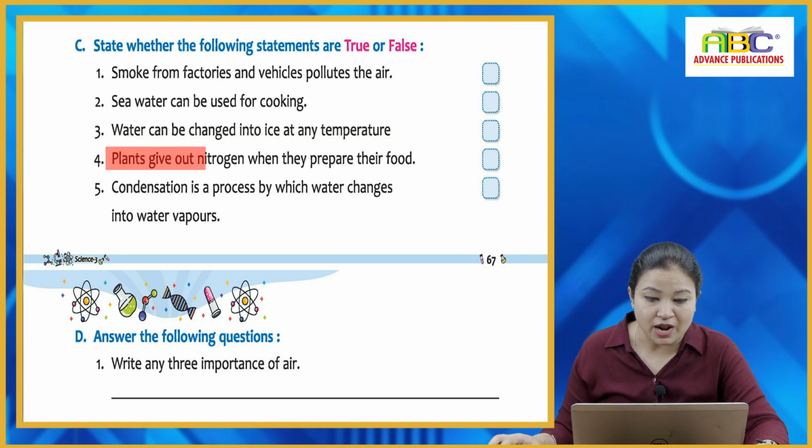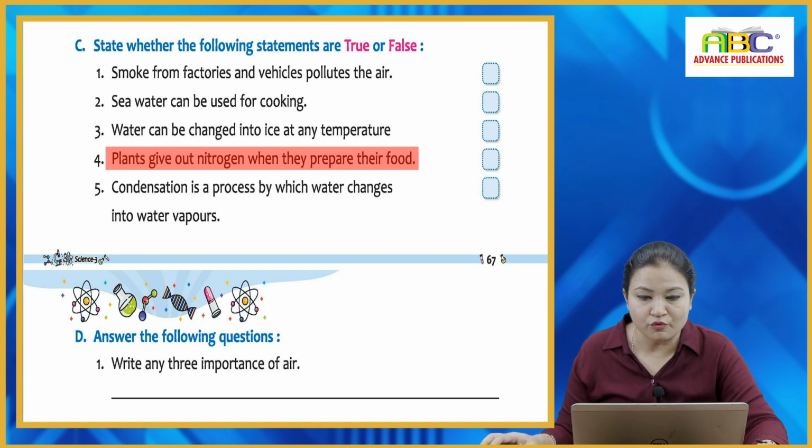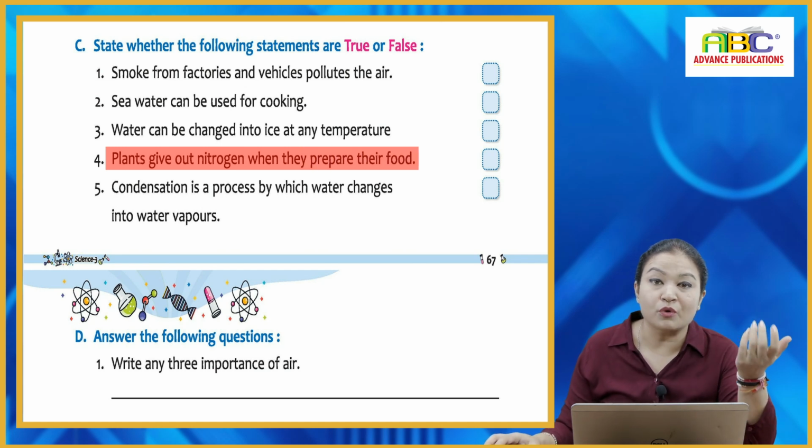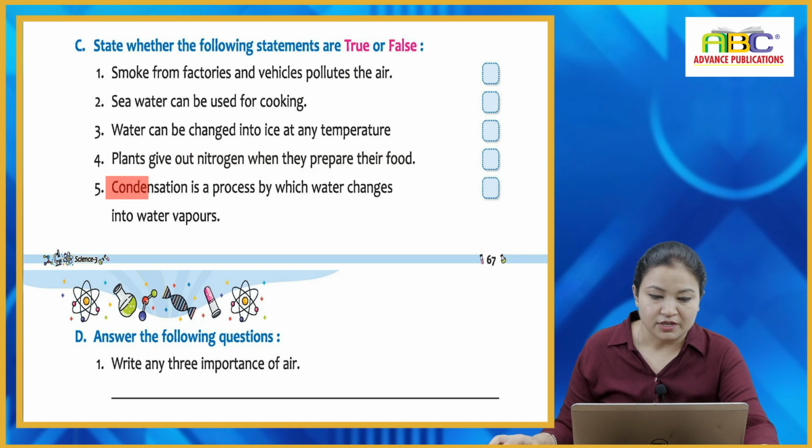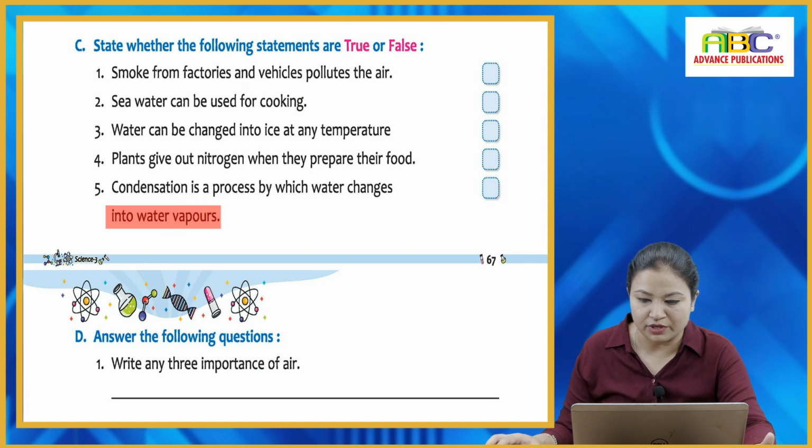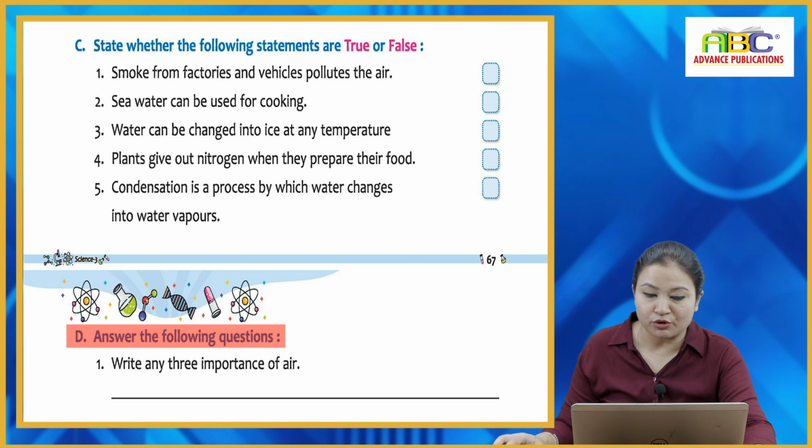Fourth, plants give out nitrogen when they prepare their food. It is also false. They give out oxygen. Fifth, condensation is a process by which water changes into water vapor. So it is false. Now D, answer the following questions.